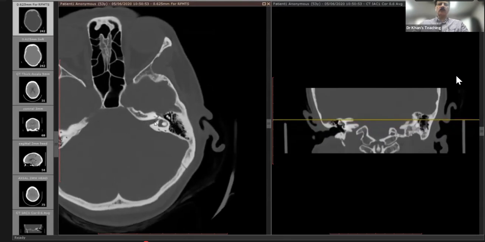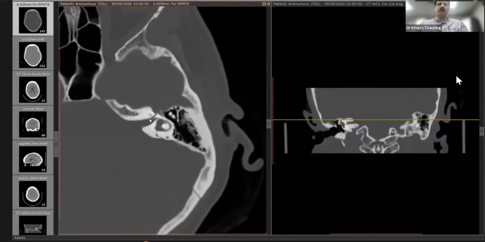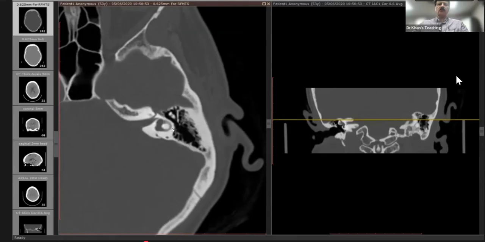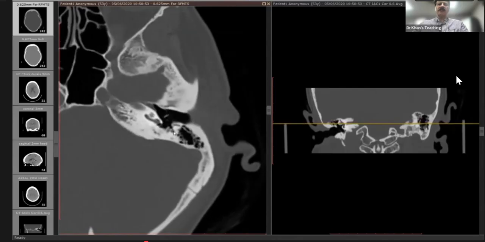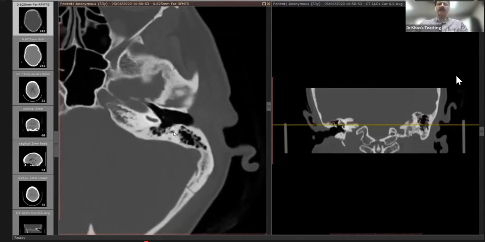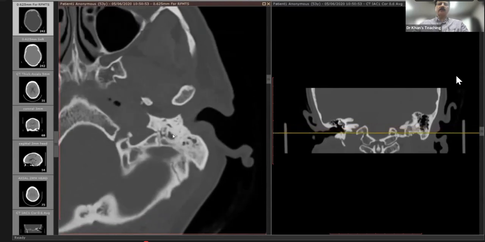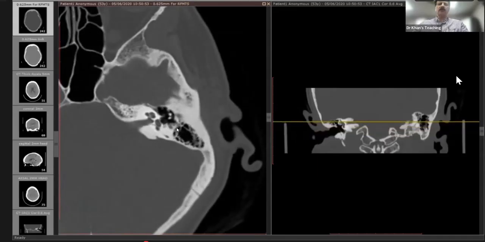And as I'm going superiorly, okay, let me make it bigger. This is the labyrinthine portion of the facial nerve. It goes anteriorly and then it descends posteriorly. And so this is the lateral semicircular canal. It is going posteriorly and now it is going to descend down. So we are at the posterior wall. And ultimately it will go out. So we trace it backwards.